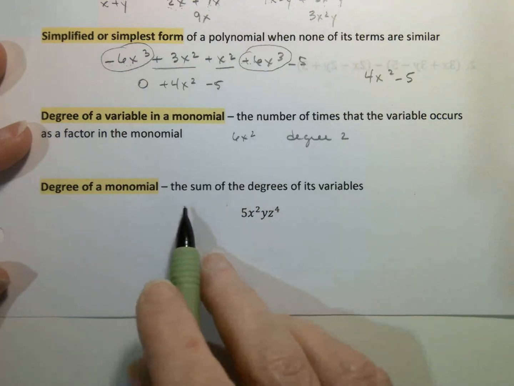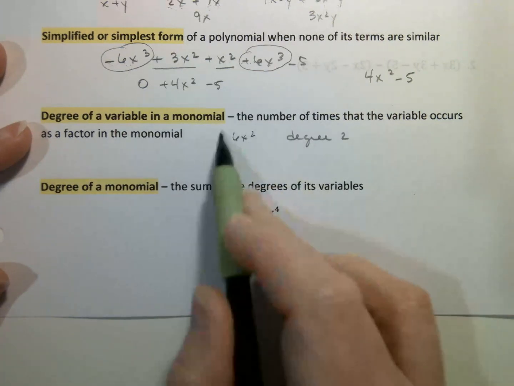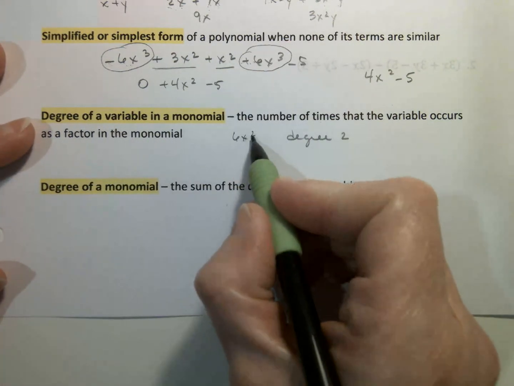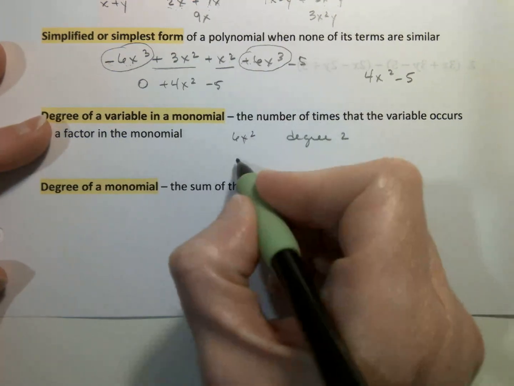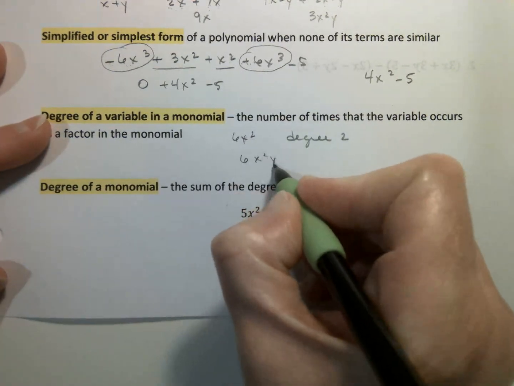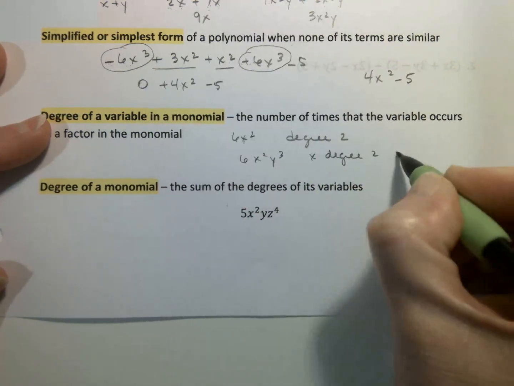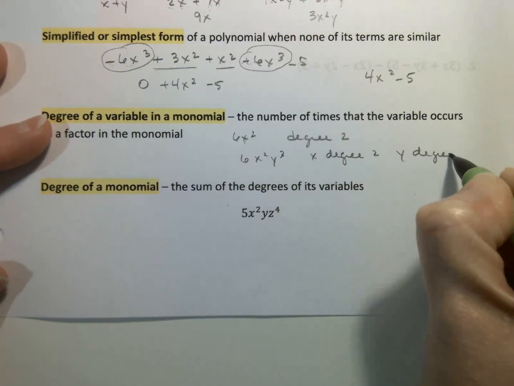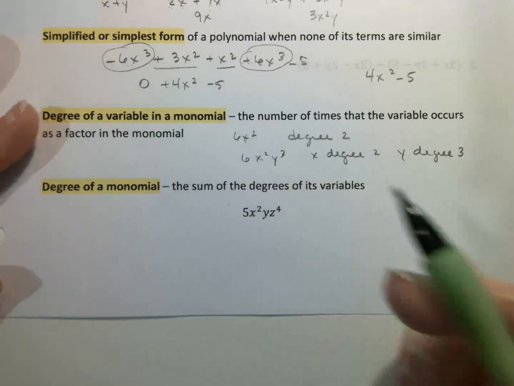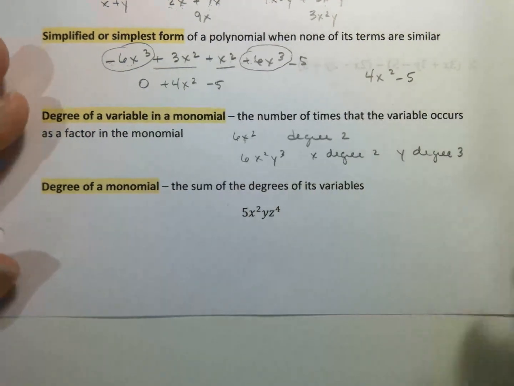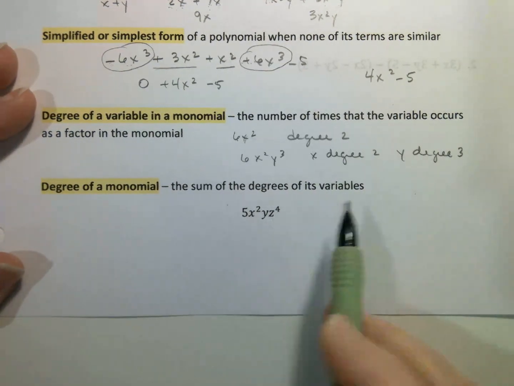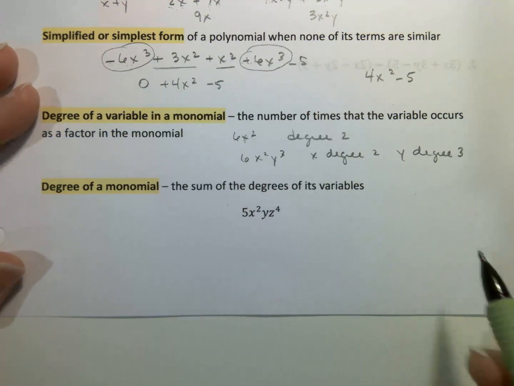If I have the degree of a monomial, okay, that means the whole thing. So the degree of the variable is just that variable. If I have 6x squared y cubed, the x is degree 2 and the y is degree 3. Okay, because that's how many times they occur. And basically, we're just looking at the exponents. Okay, the degree of the monomial is the sum of the degrees of its variables.